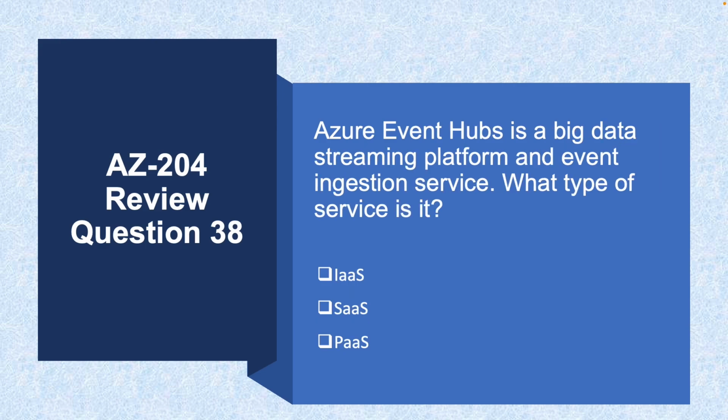Question number 38. Azure Event Hubs is a big data streaming platform and event ingestion service. What type of service is it? The correct answer is PaaS. Event Hub is a fully managed platform as a service with little configuration or management overhead.